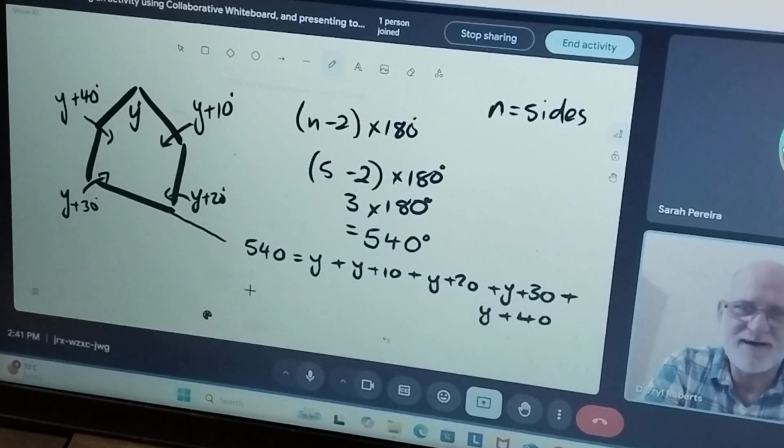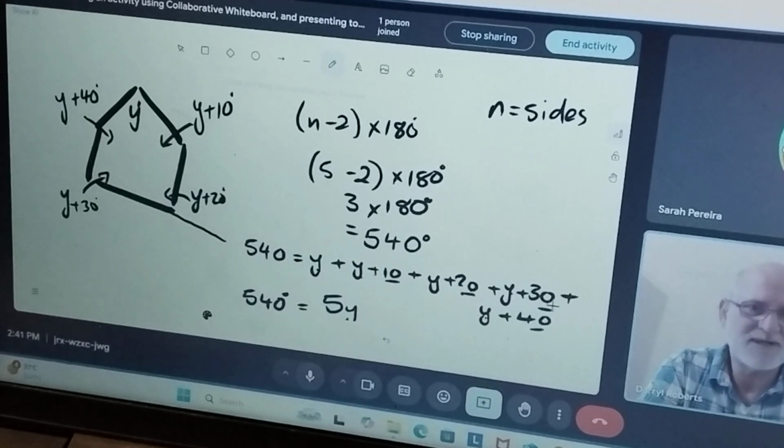So in other words, my 540 has to equal what? Let's add up all the y's: 1, 2, 3, 4, 5 y's. Then we're going to add the numbers, the 10, the 20, the 30, the 40. So 10 plus 20 is 30, 30 plus 30 is 60, 60 plus 40 is 100. Happy with that so far?